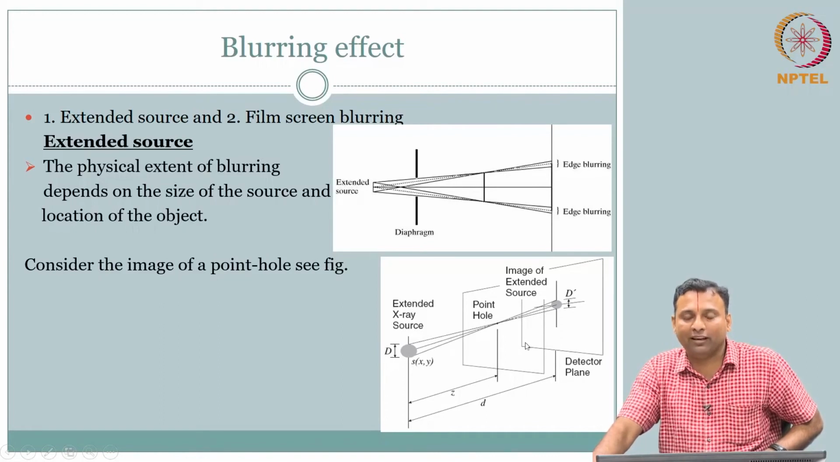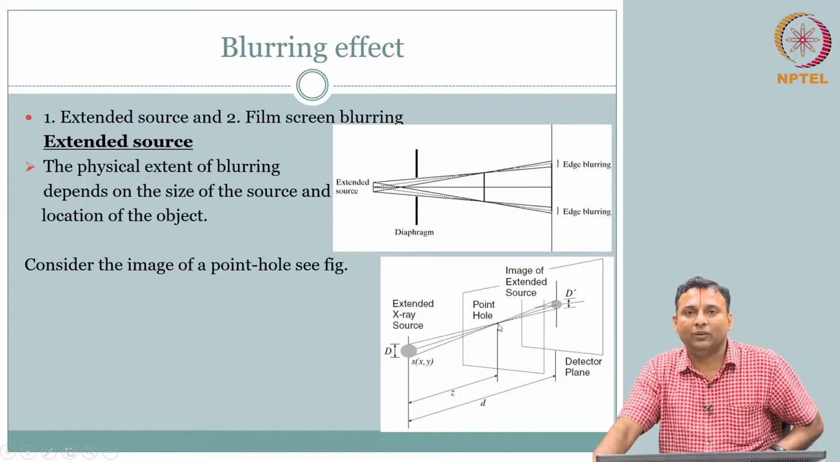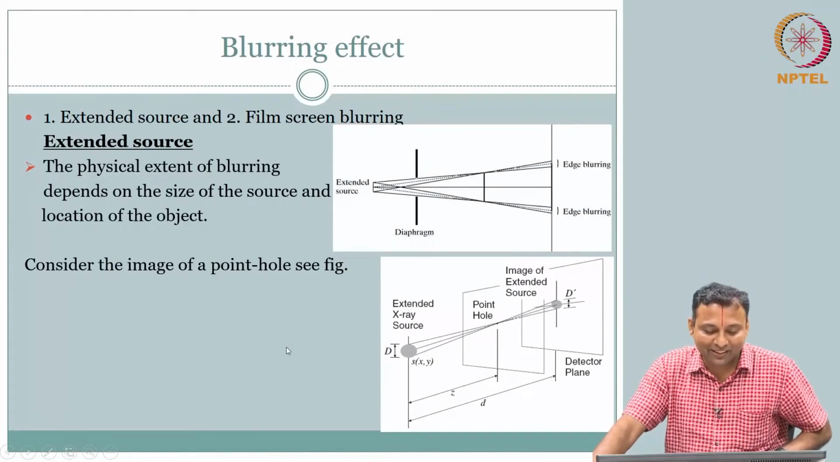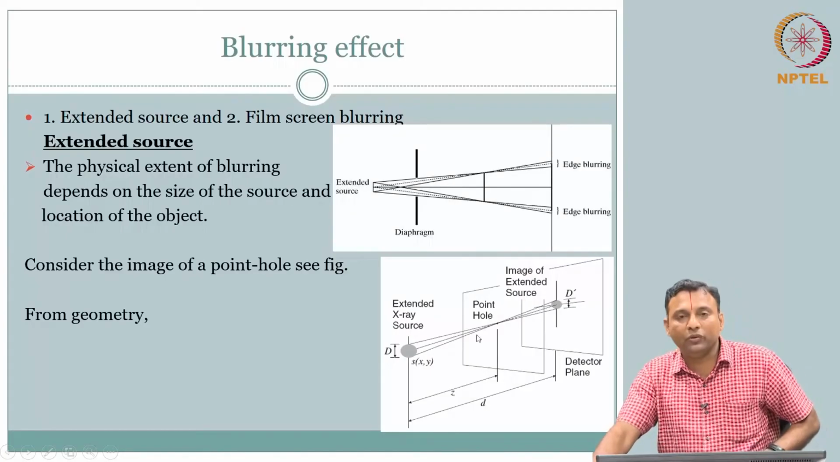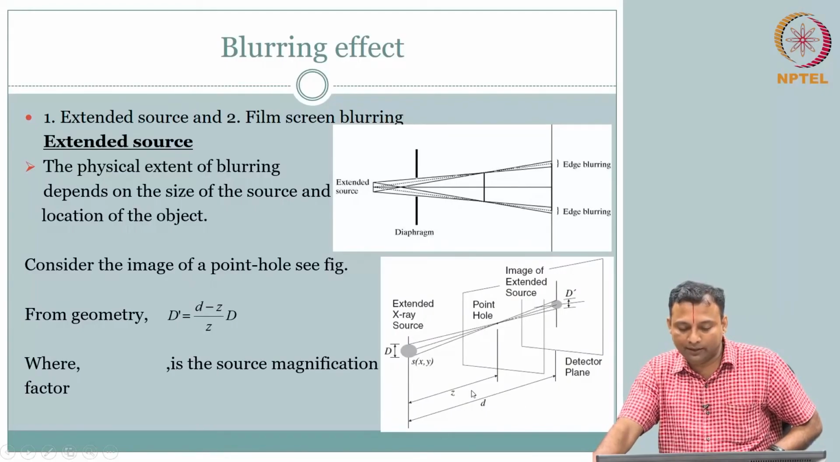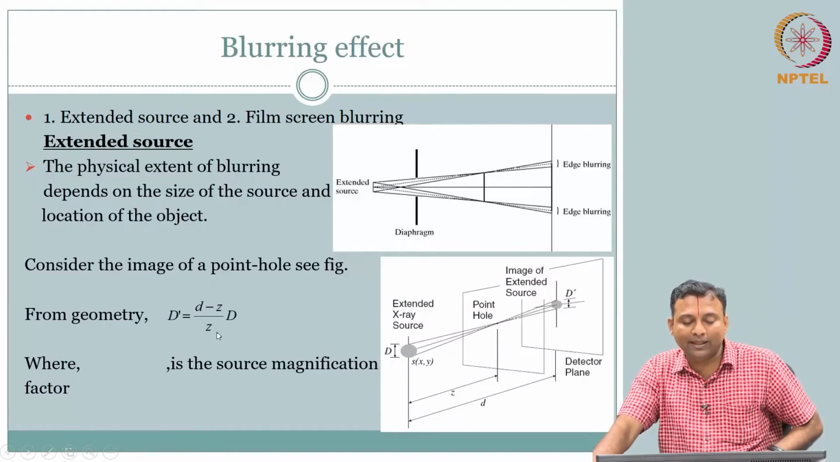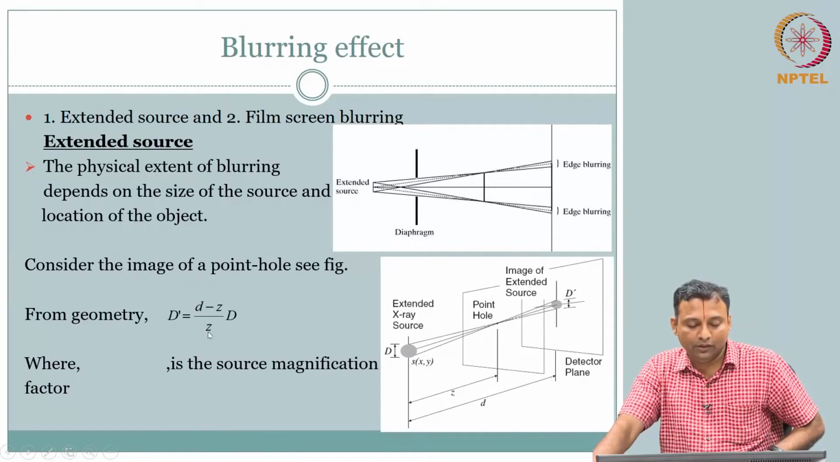So, what I am recording is some version of the source, even though I would interpret it as a version of the object. From the geometry that is given here, you could actually write out what D dashed is going to be. D dashed is going to be (D minus Z) by Z times your capital D. So, what is this (D minus Z) by Z? You can write that as your magnification, the source magnification factor.